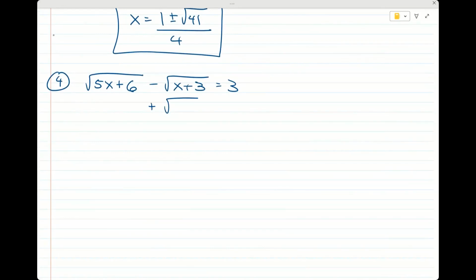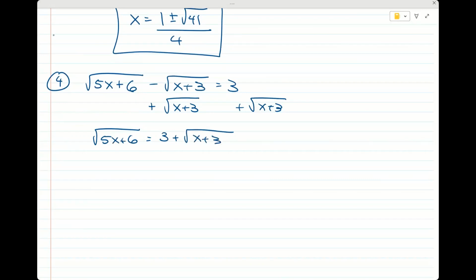So I'm going to bring the square root of x plus 3 to the other side. And we get the square root of 5x plus 6 is equal to 3 plus the square root of x plus 3.